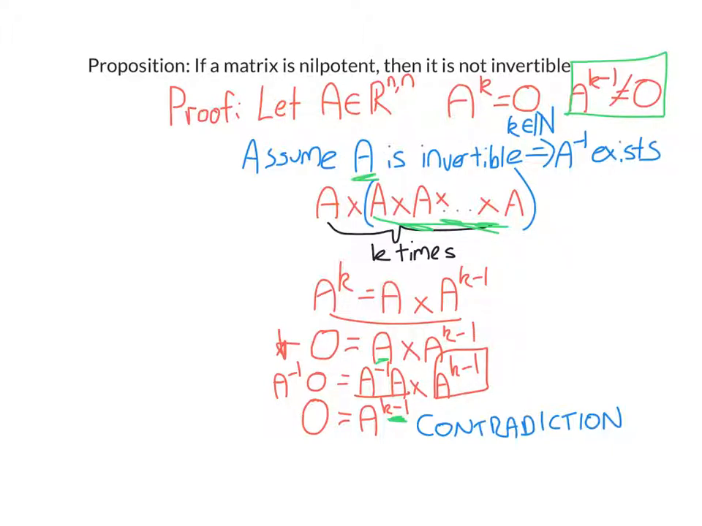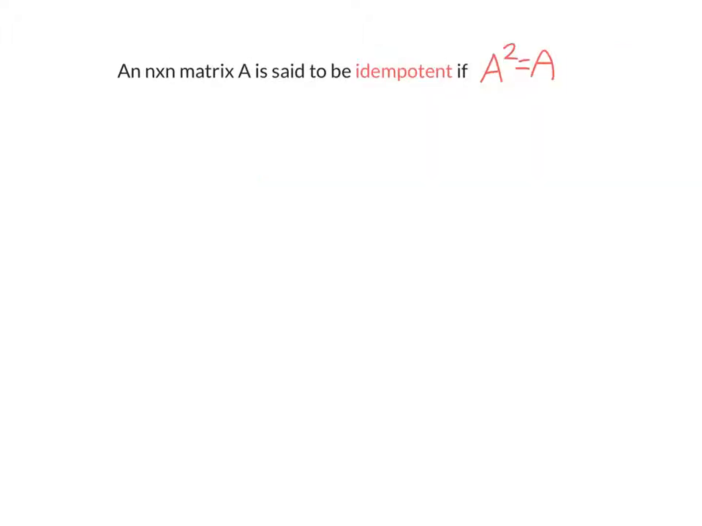So let's go now and look at idempotent matrices. A matrix is said to be idempotent if you square it, you get the same matrix that you started with. So the square of that matrix is equal to itself. Once again, we're talking about powers of matrices, so an idempotent matrix necessarily needs to be a square matrix.